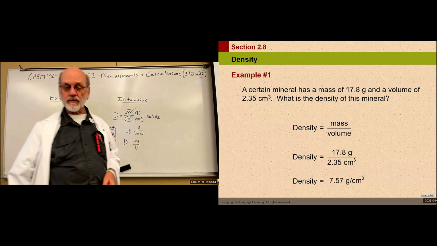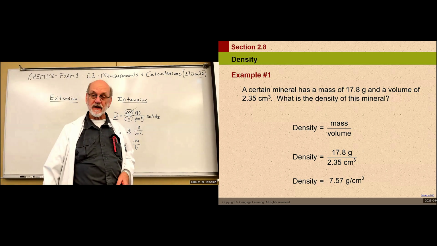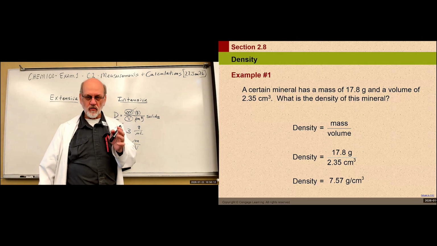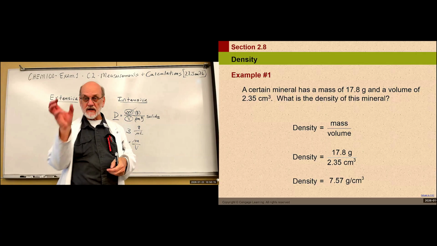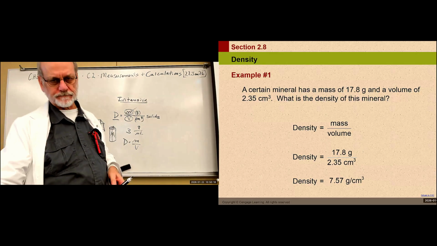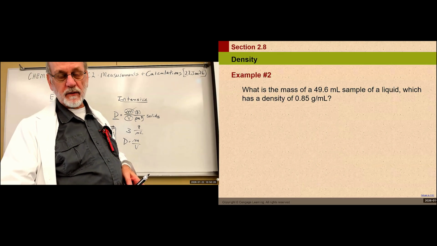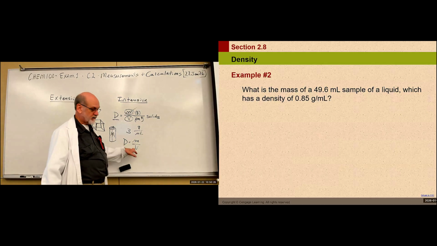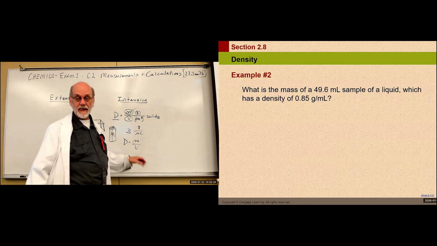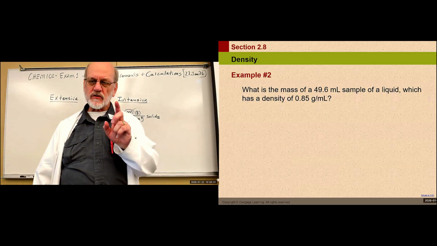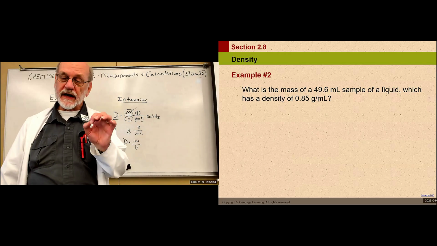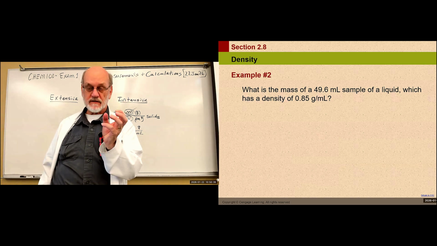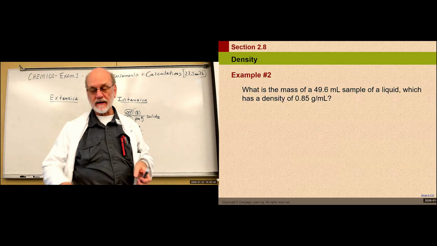There's my density, 7.57 grams per cubic centimeter. Remember, units are divided just like the numbers. So grams divided by cubic centimeters is my unit. In the next example, we are given density and volume, and we have to be sure that the units of measure are compatible. 49.6 milliliters has the same unit of volume that density has in its unit, grams per milliliter.